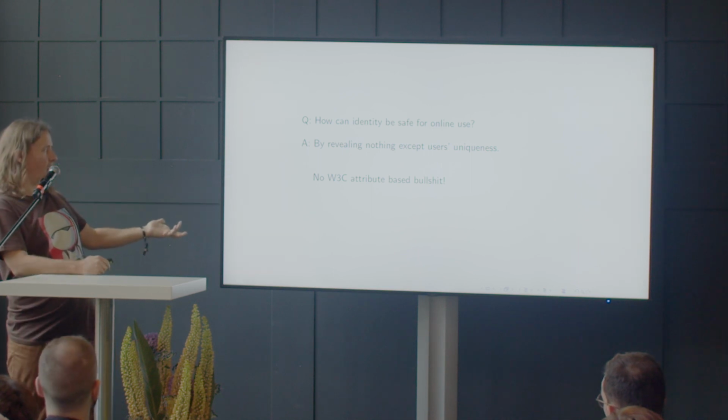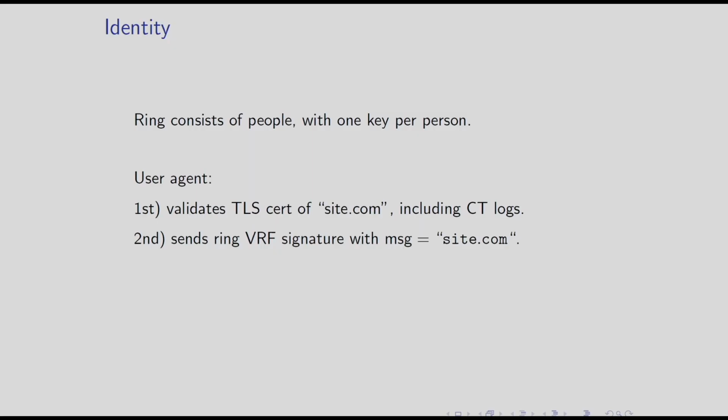So how do we do this? We make a ring that consists of people with, as much as we can ensure it, one key per person. And here's what your browser does. It validates the TLS cert of a site, including the CT, the transparency logs. And then it sends the VRF signature with message equals site name. There's your identity on the site. There's only one of you there. If they want to ban you, they can ban you. It's done.